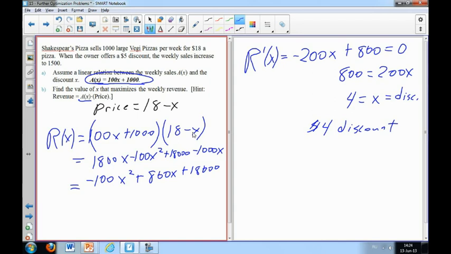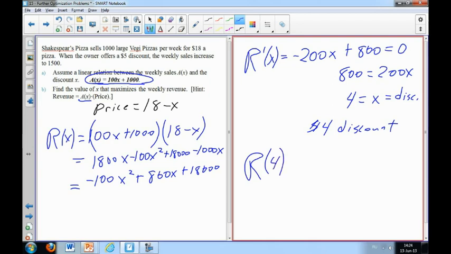Our revenue, we would just go back to it and do an R of 4. So back into this, minus 100x squared plus 800x plus 18,000. We can plug that in and find out. In this case, it works out to be that our weekly sales would be 19,600 in weekly sales. But again, whatever the problem is asking for is what you would use. In this case, they're only asking for a discount, so we could have stopped at a $4 discount, but we know we can apply it to other things as well. Now go back to PowerPoint.